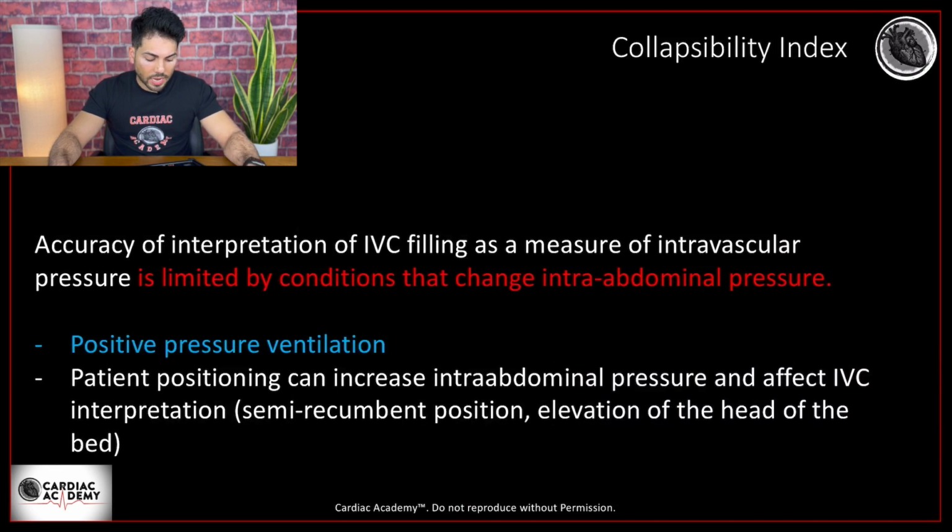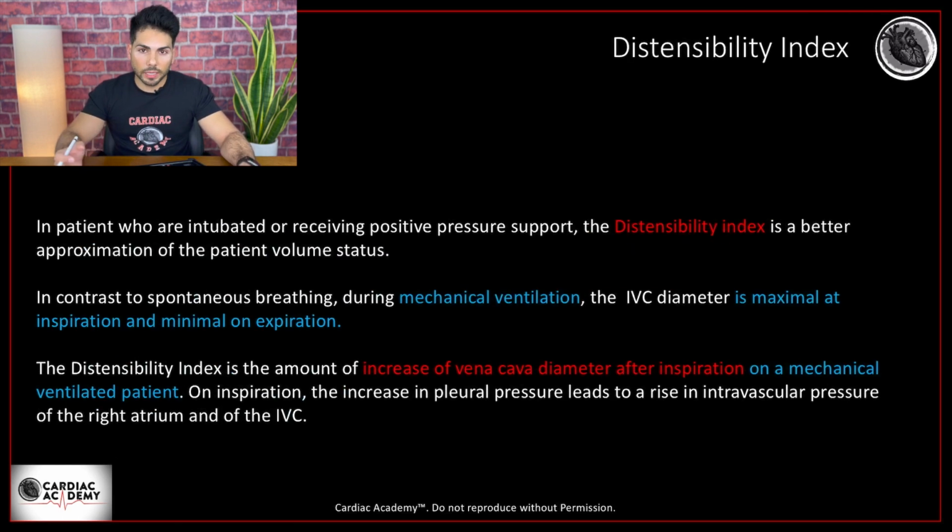All right. Now that we talked about the collapsibility index, we need to be aware of the limitations of the collapsibility index. So anything that increases intrathoracic pressure will affect the collapsibility index, meaning positive pressure ventilation, okay? So if your patient is intubated or is on BiPAP or CPAP, then the collapsibility index is not gonna be the best way to measure the IVC, the pressure or the volume of the patient, okay? In that case, we need to use what is called the Distensibility Index, okay? So it's similar but different, okay?